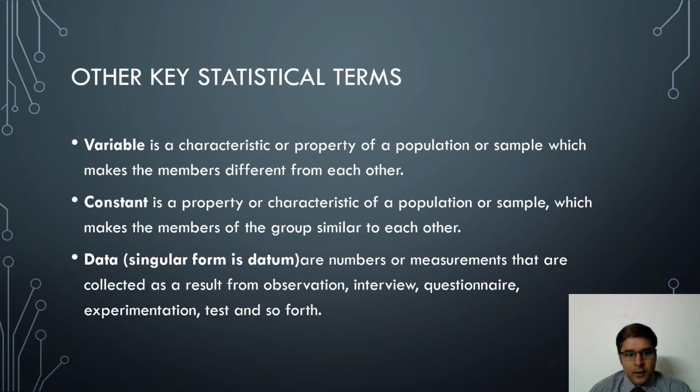And what is a constant? It is a property or characteristic of a population or sample which makes the members of the group similar to each other. So a constant may be, suppose we take gender, and all the people in the group are males, then it implies that gender is constant. So it implies that a constant will be the same for all the rows of the data of the population or sample.